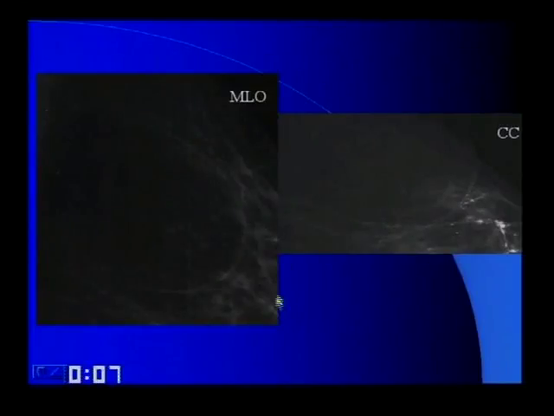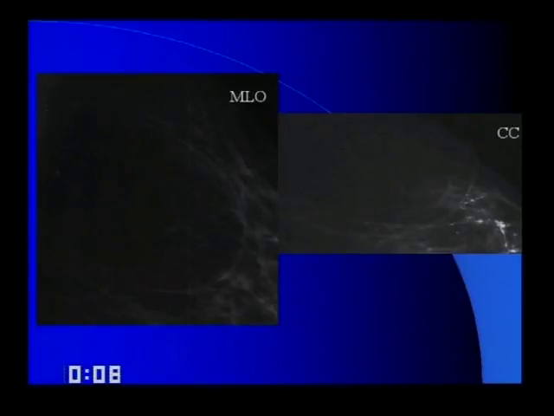So this is the spot compression MLO and the CC. Okay, so again, this redefines, it looks to me like a breast within a breast appearance, but this could also be a calcified, well, a cyst should be more dense than this. I still think it's most compatible with a hamartoma. Okay, any other suggestions? We can turn the lights up now.